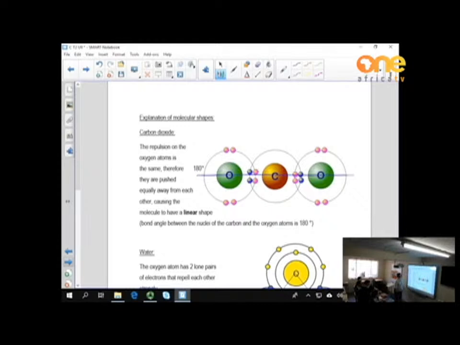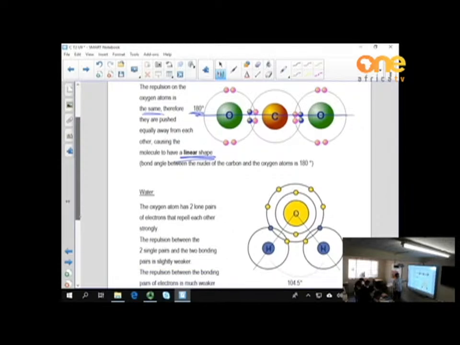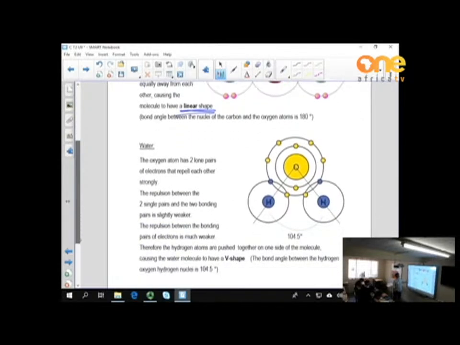So the repulsion of the oxygen atoms is the same. Therefore, the bond angle is 180 degrees, forming a linear shape. Very important, the name of the shape. Then from that, we can go and have a look at the water.